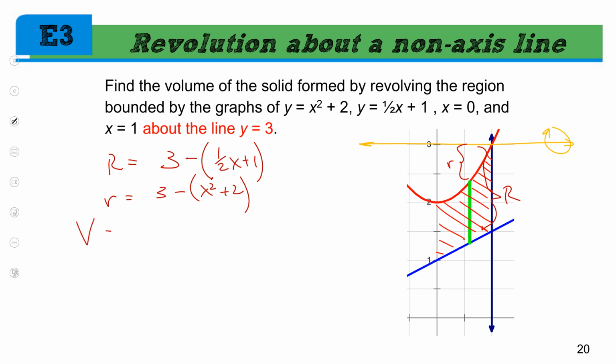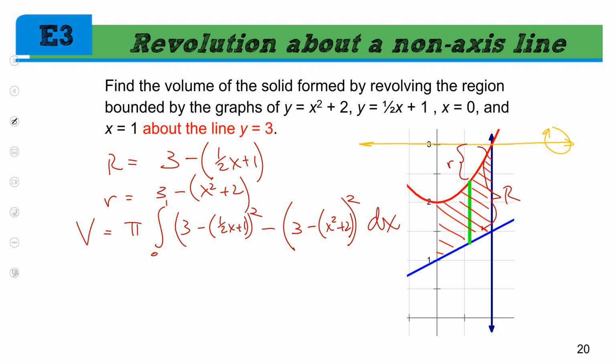Okay, so the volume. By the way, remember when I said last chapter or last section that denoting it as an area or a volume is important? It becomes increasingly important now because we are finding a volume. Pi times the integral. Where are we taking rectangles from and to? Where's the first rectangle start? 0. And where's the last rectangle? Yes, 1. Thank you. Capital R, 3 minus the parentheses 1/2 x plus 1, squared, minus 3 minus parentheses x squared plus 2, squared, dx.